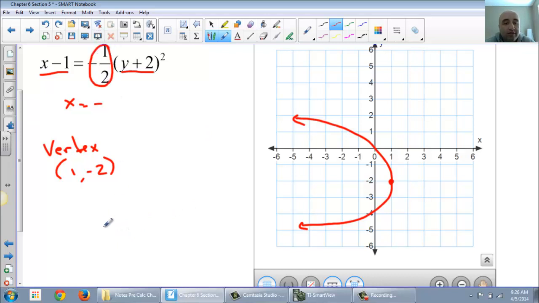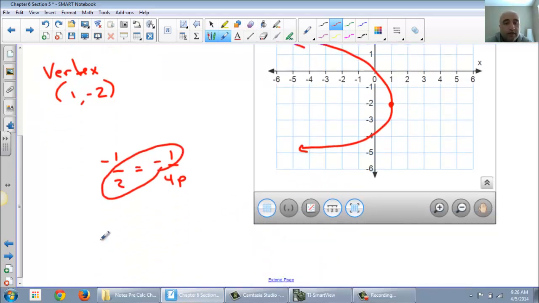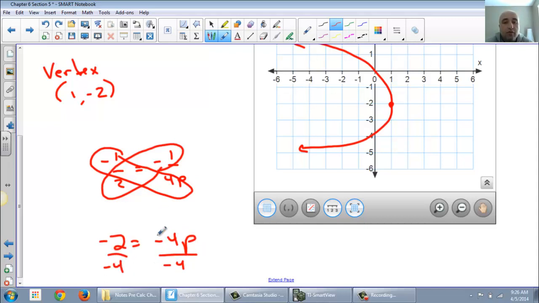So negative 1/2. We're going to compare that with negative 1 over 4p. Now, you always compare it with 1 over 4p. If the number's a negative, you use a negative. If it's a positive, you use a positive. So let's cross multiply. Negative 1 times 2 is negative 2. Negative 1 times 4p is negative 4p. Divide by negative 4, divide by negative 4.